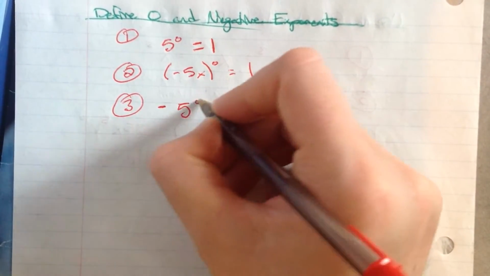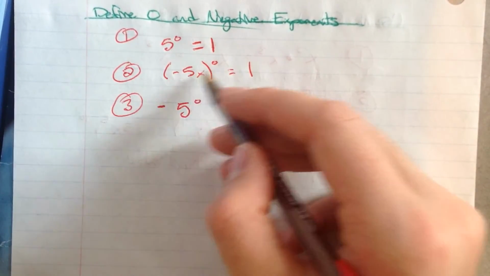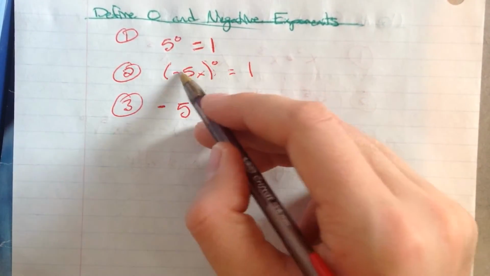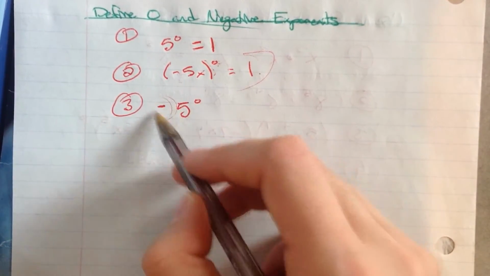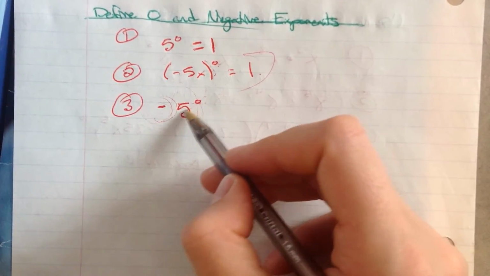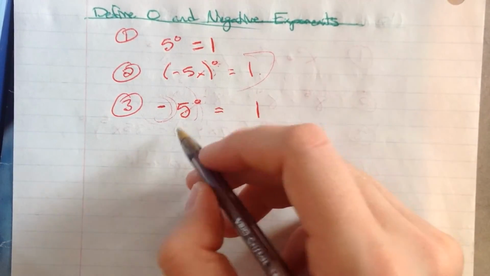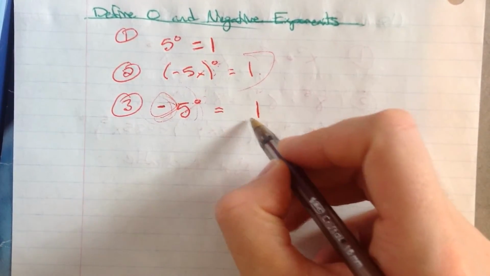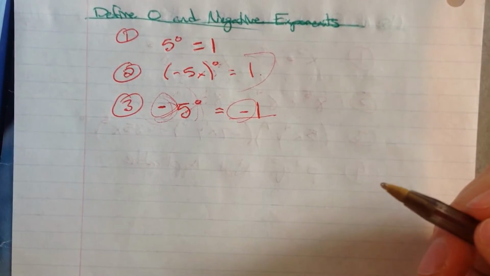This negative is different than this. Because this is inside the parentheses, the 0 applies to the negative as well. That's why it's a positive 1. But since this negative is not included in parentheses under the power 0, this only applies to the 5. So in terms of 5 to the 0, we get 1. But this negative out front tacks on out front still. And so you end up with a negative 1.